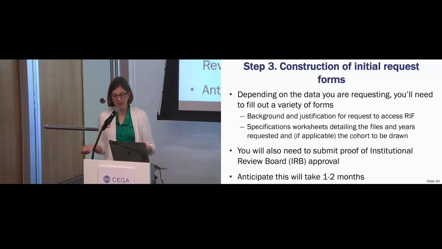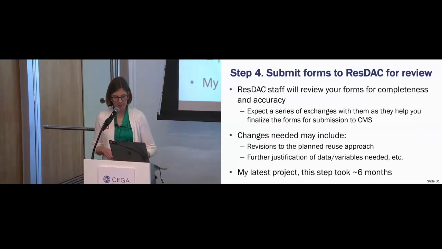You'll also need to submit proof of Institutional Review Board, IRB approval. Lately, I've also been having to submit proof of a waiver of consent. I'm not going to go out to all of my 2.1 million Medicare beneficiaries and get consent to use their data. And they understand that, but you need to ask the IRB to give you that waiver. I would anticipate this step to take 1 to 2 months, depending on what other competing demands you have.